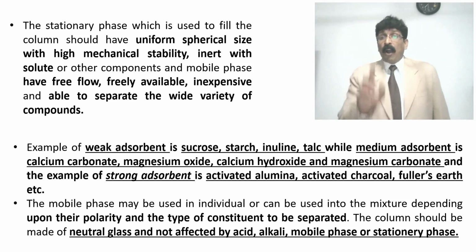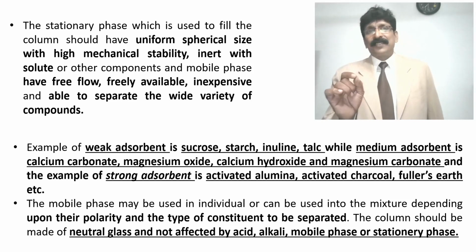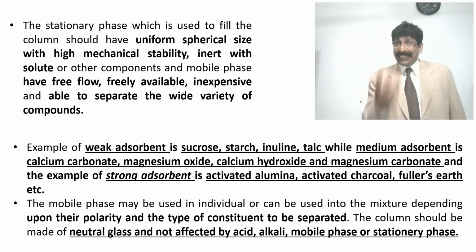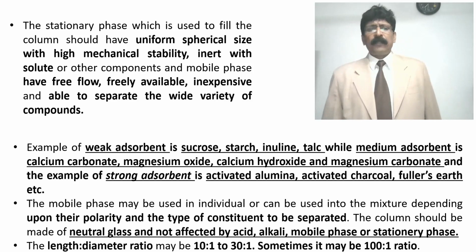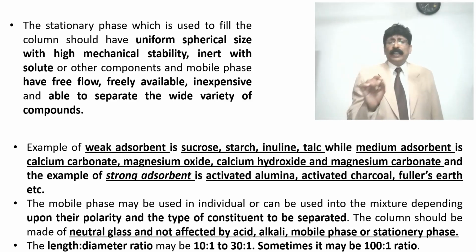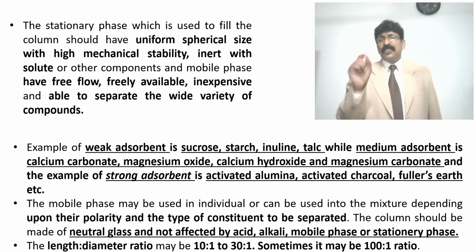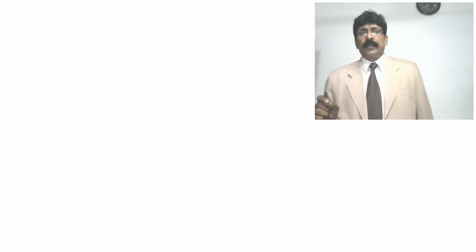The column should be made of neutral glass, not affected by acid, alkali, the mobile phase or the stationary phase. The length to diameter ratio of the column is usually 10:1, 30:1, and sometimes a 100:1 ratio is also available.